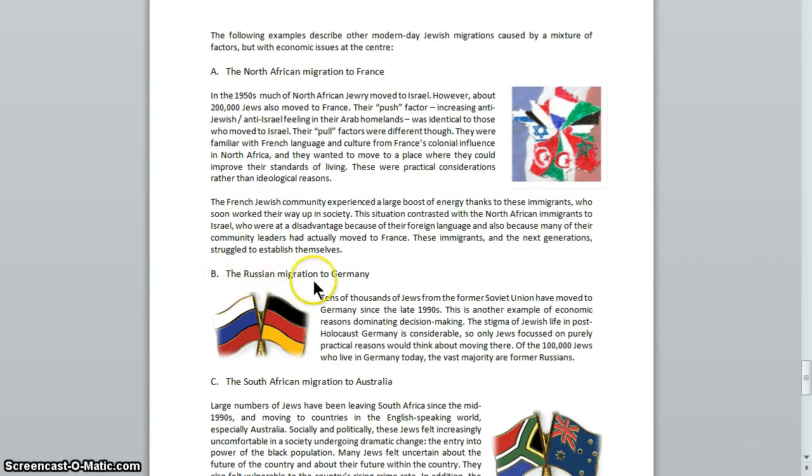B. The Russian migration to Germany. Tens of thousands of Jews from the former Soviet Union have moved to Germany since the late 1990s. This is another example of economic reasons dominating decision-making. The stigma of Jewish life in post-Holocaust Germany is considerable, so only Jews focused on purely practical reasons would think about moving there. Of the 100,000 Jews who live in Germany today, the vast majority are former Russians.